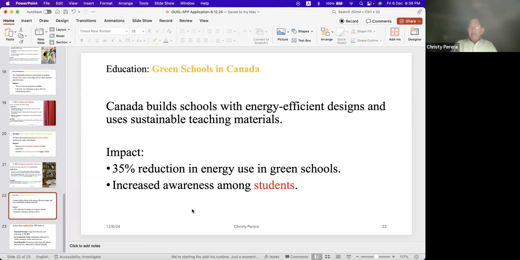Green buildings, like that. Our children don't know what green school means. They don't know. But students in other countries are aware of green schools, green buildings, green papers. They are aware.